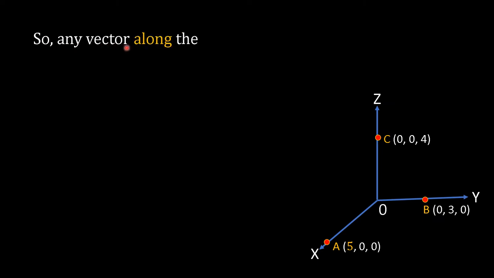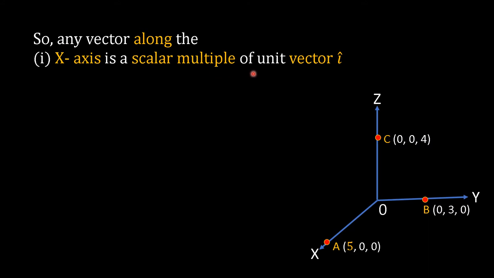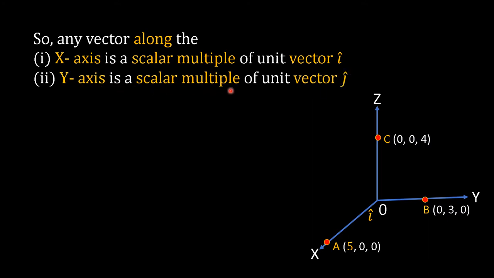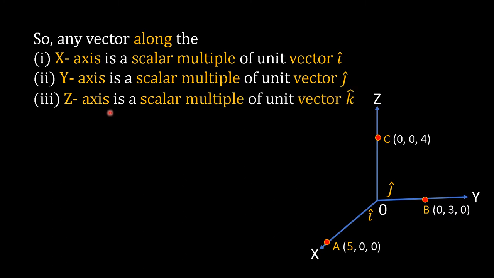So any vector along the x axis is a scalar multiple of unit vector i. Along the y axis, it is a scalar multiple of unit vector j. Along the z axis, it is a scalar multiple of unit vector k.